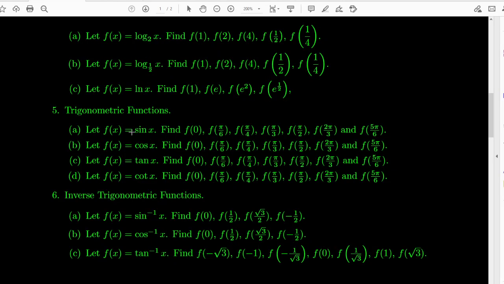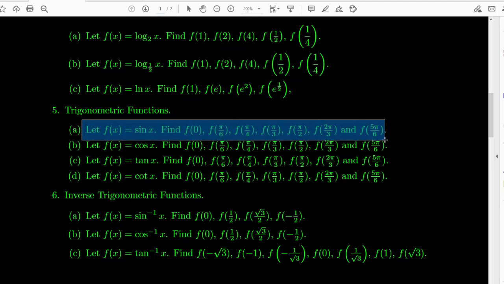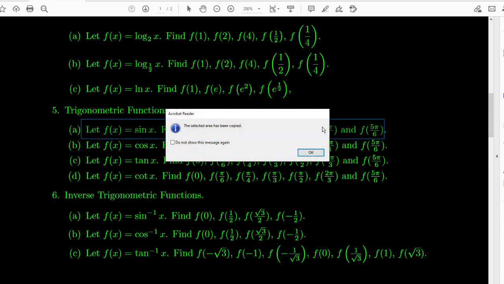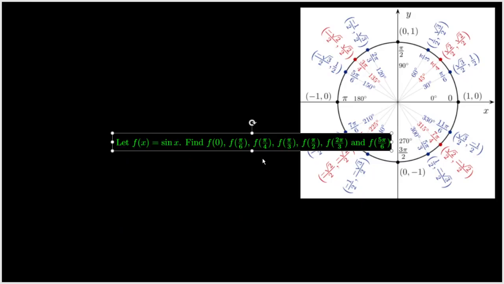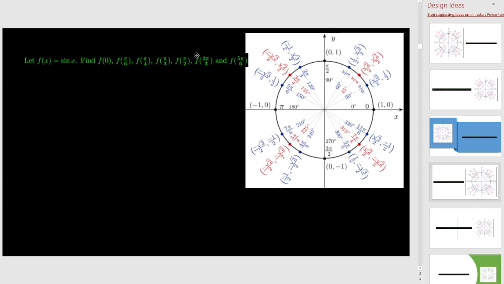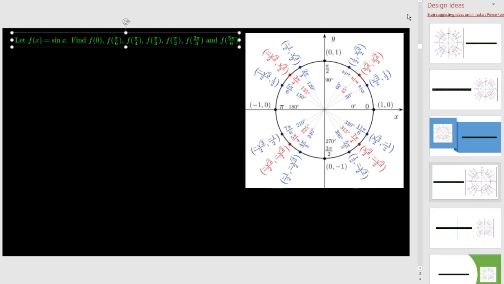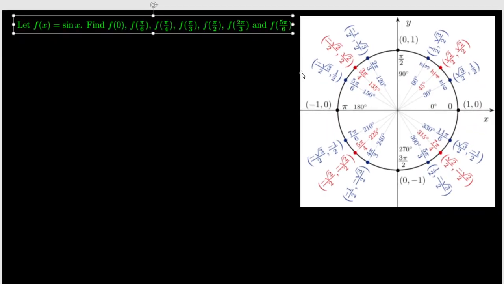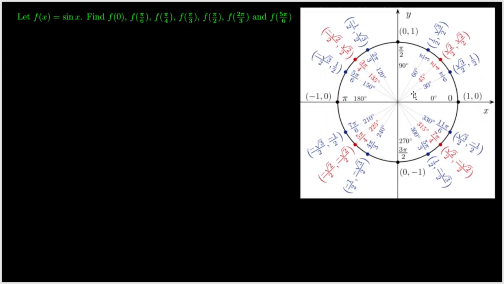Probably we can still look at the unit circle. I will do at least one of them in some detail, and then I will leave the others for you as assignment questions. Okay, now you look at that.